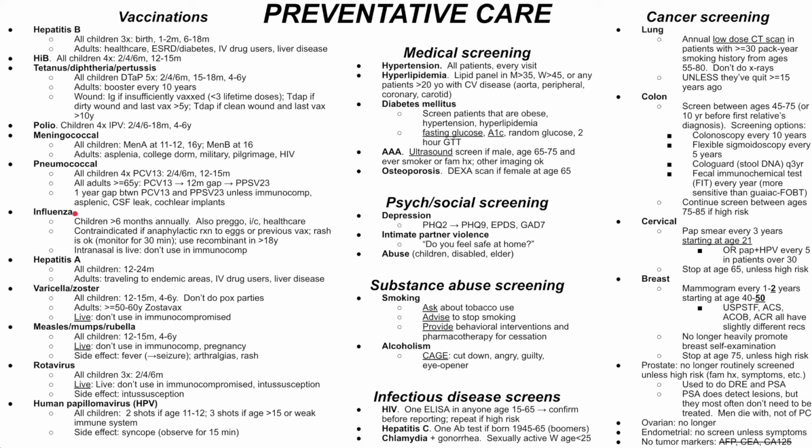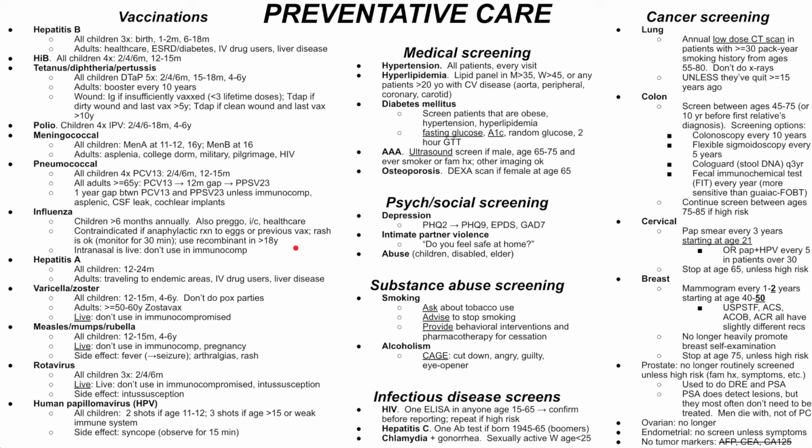Influenza's next. That's the flu vaccine. Kids can get this starting at age 6 months, and it's something that you give every year for kids and adults. You especially want to give it to people that are immunocompromised, that work in healthcare, or women that are pregnant. This is contraindicated only if somebody has an anaphylactic reaction to eggs. Now, if their reaction to eggs is just a rash, that's okay. You can give them the vaccine and watch them for 30 minutes, make sure they don't have a worse reaction.